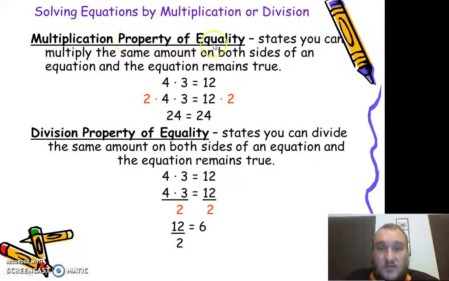Okay, multiplication or division. Multiplication is the exact same thing as we were going on before. If you times one side by a number, times the other side by the same number, it's going to stay true or equal. Same with dividing. Just make sure that when you're doing it, you're timesing the entire side. Otherwise, you get a few errors.